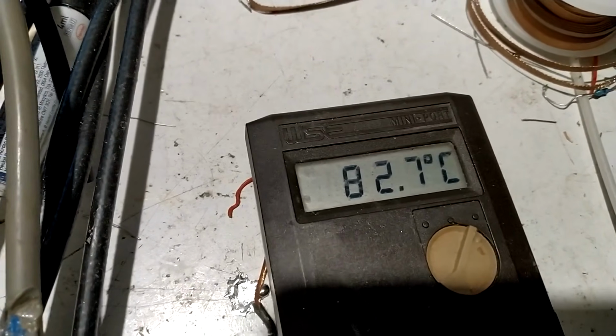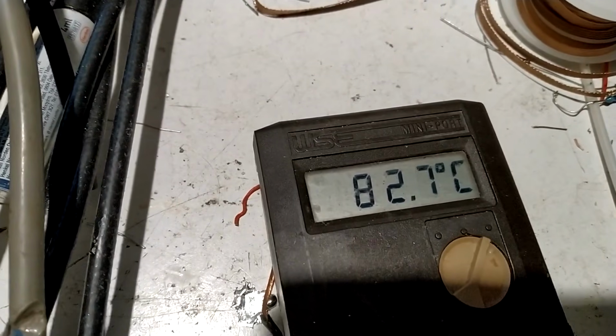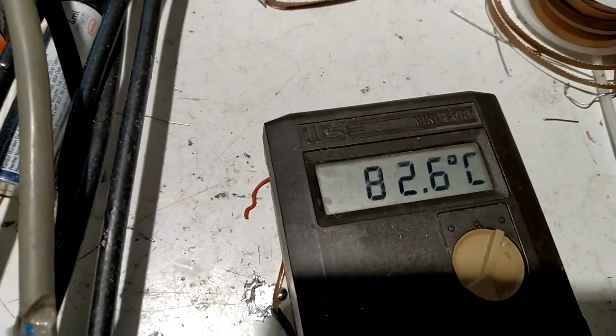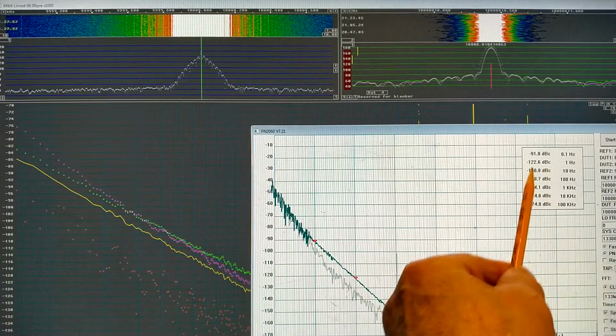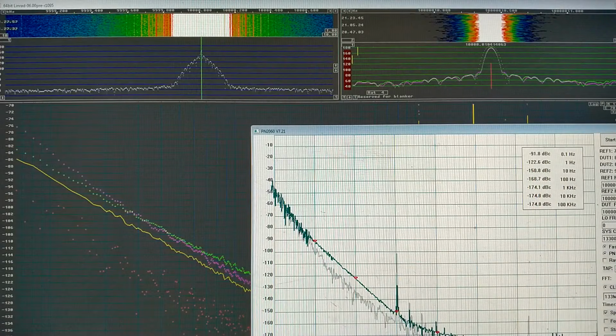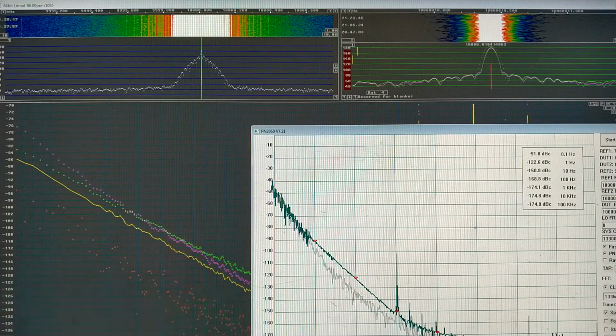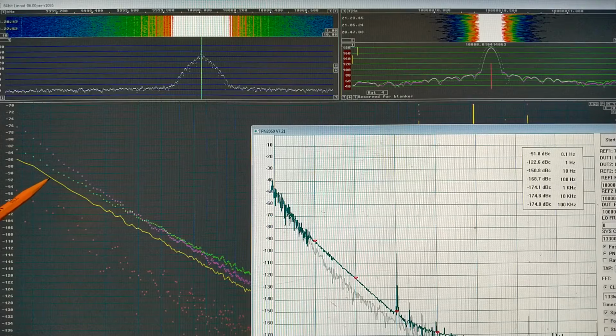I have increased the temperature by 2.5 degrees to 82.7 degrees. The phase noise now at 1 Hz reads minus 122.6, and that's not a significant difference from the previous result. And it's the same here, of course. At 0.1 Hz now it is minus 91 point some very little.